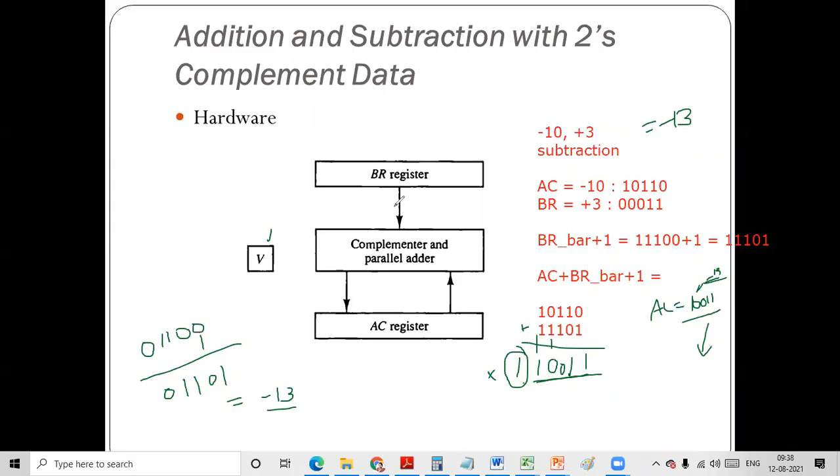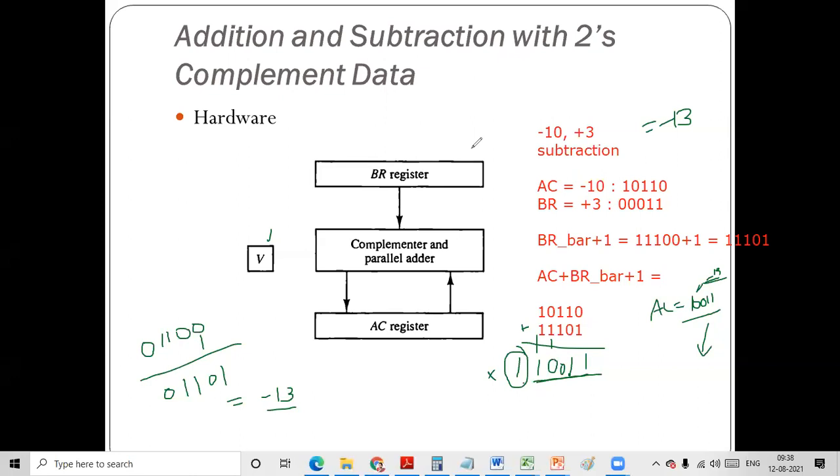So these are very simple operations, even if my data is represented in the 2's complement method. No need of separating the sign and all. Hence our computers follow only the 2's complement representation.